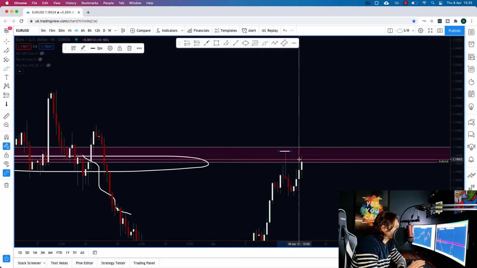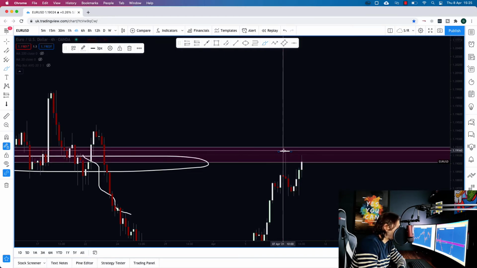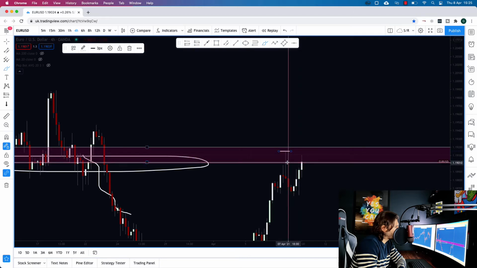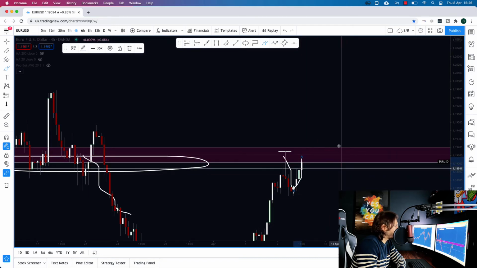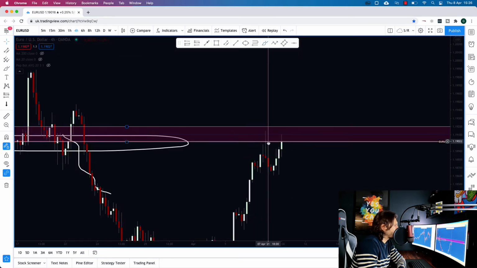I will write off this setup if price closes above this wick. But at the moment, we've had this retracement here, and now we're putting in the second top. So this is a setup I'm looking at. Now it's really important to be patient here.